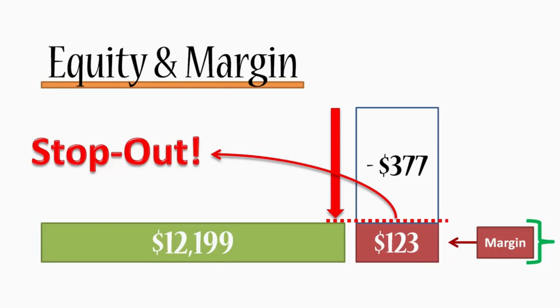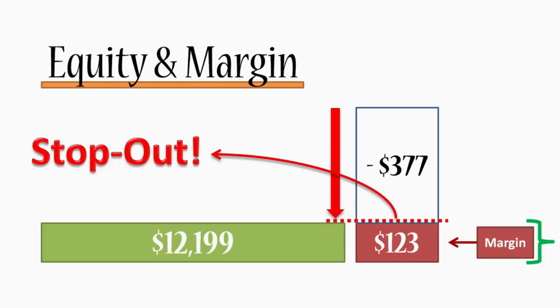And another thing you should be aware of is that sometimes there will also be a margin call. So a margin call normally occurs before a stop out, and it's a warning from the broker telling you that you're getting very close to the stop out level and you should intervene and do something about it.